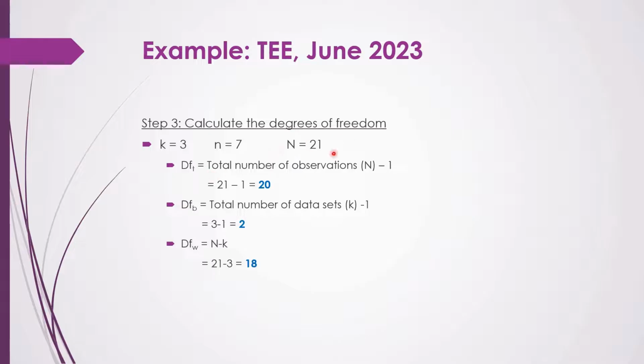Now let's calculate the degrees of freedom. The total degree of freedom would be total number of observations, capital N, minus 1, which is 21 minus 1, 20. Then the degree of freedom between the groups, total number of data sets k minus 1, which is 3 minus 1, 2. Then we have degree of freedom within the groups, which is capital N minus k, which is 21 minus 3, and we have 18.